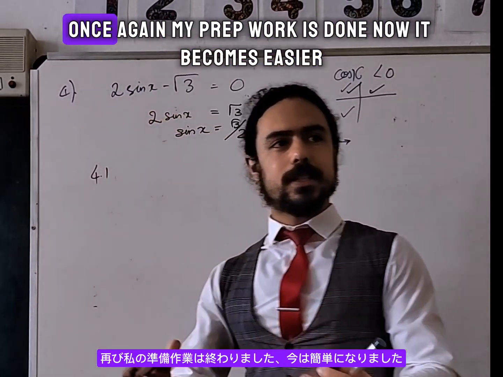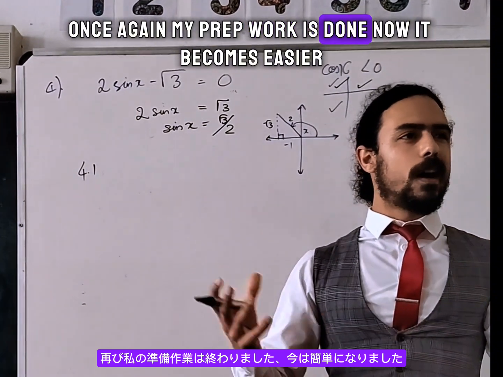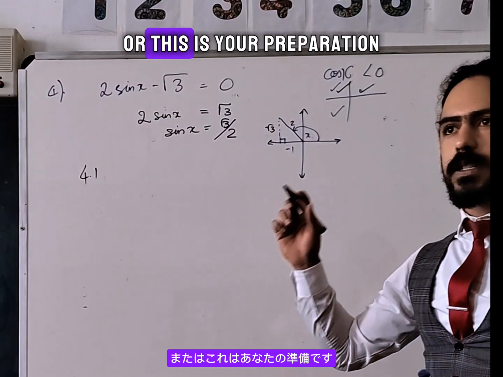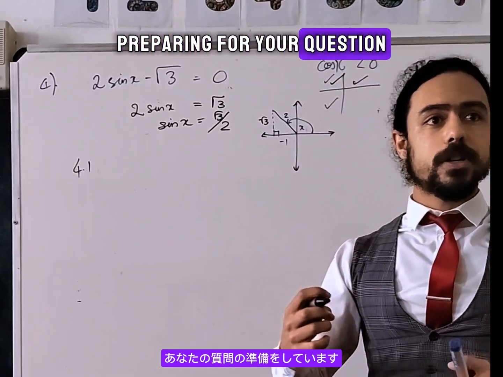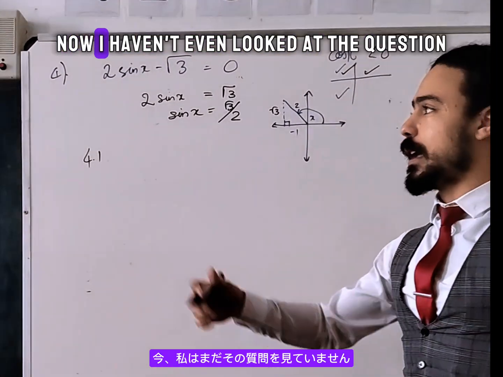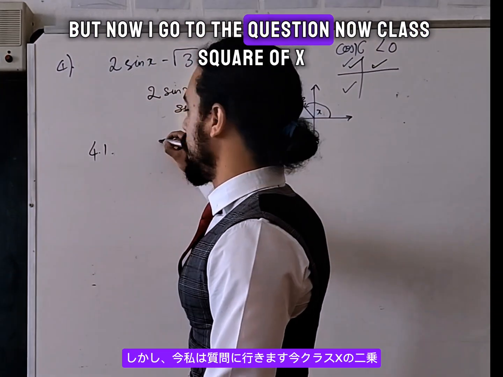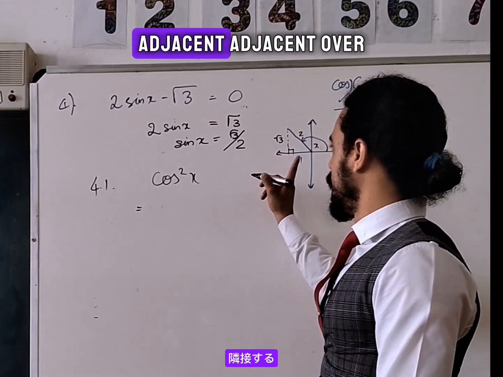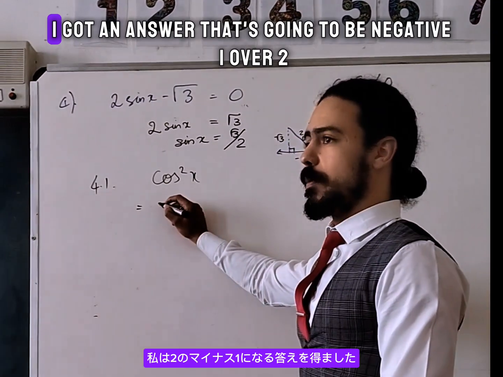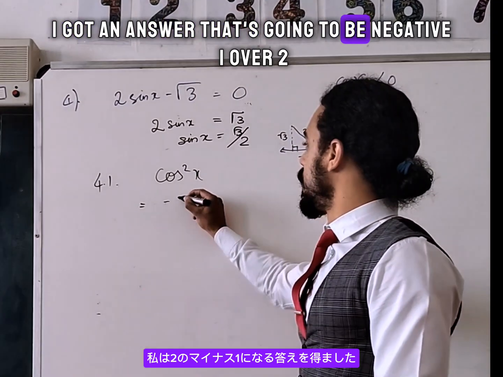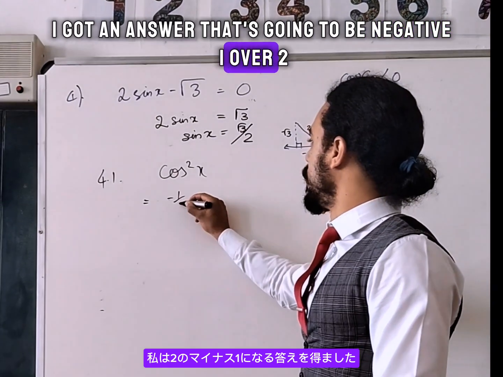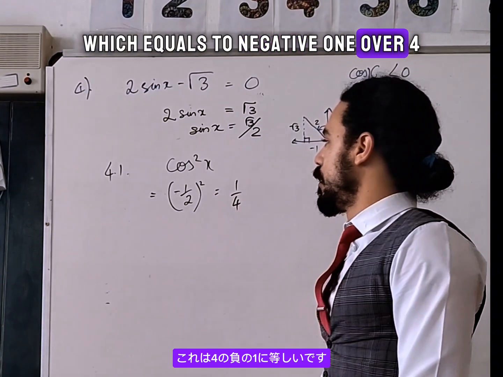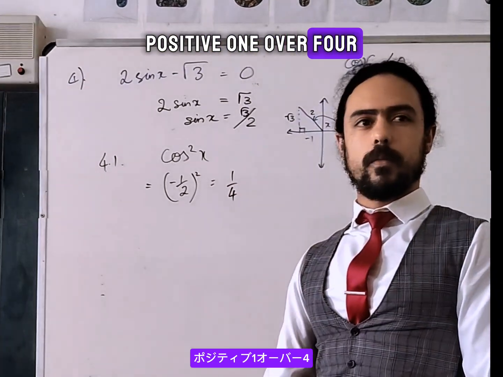So my prep work is done, and now it becomes easier. It's almost like this is your exercise, your preparation for the question, preparing for the event. I haven't even looked at the question yet, but now I go to the question. Cos squared of x. What is cos squared of x? Adjacent over hypotenuse, so that's negative 1 over 2, and I'm going to square that, which equals positive 1 over 4.